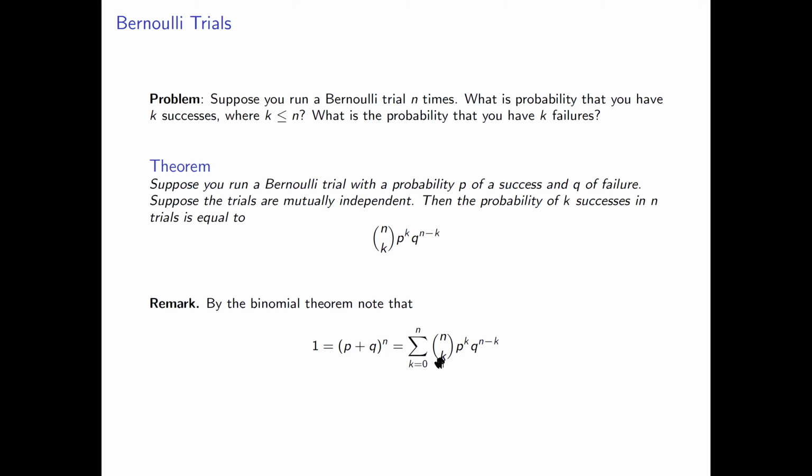Since you're adding up all the possible outcomes, we should expect that the probabilities sum up to 1, because you're going to have some number of successes between 0 and n. If I add up the individual probabilities, we want this to be 1, or else we're not really working with a probability distribution. And so again, the key mathematical tool that allows us to verify that this is a distribution is the binomial theorem from the last chapter.